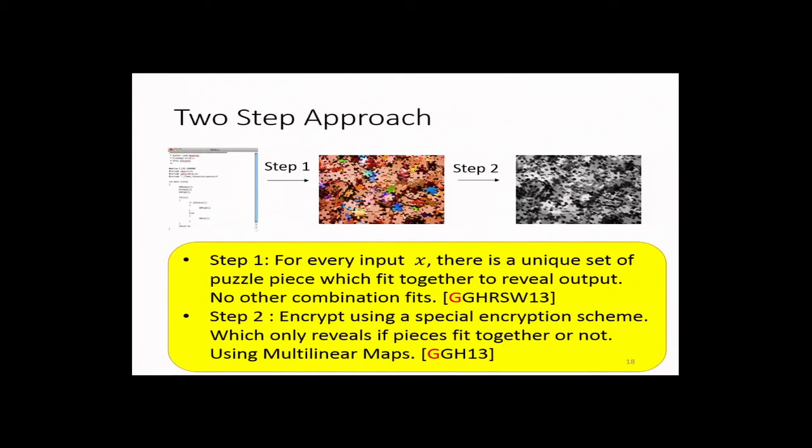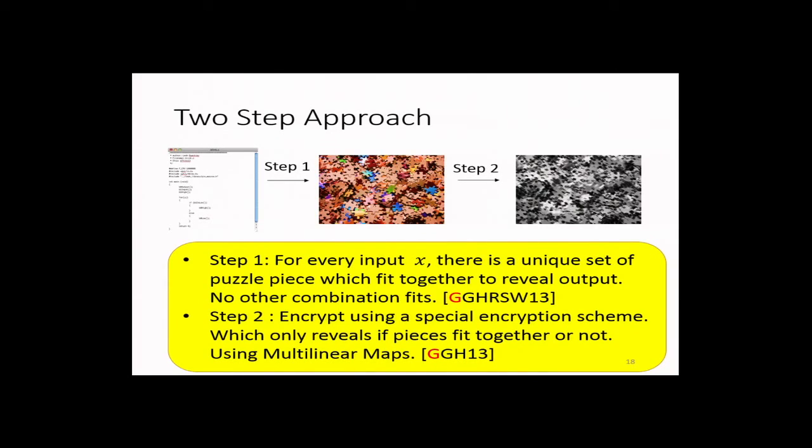This transformation is going to be done in 2 steps. In the first step, we're going to take the program and convert it into a bunch of unencrypted jigsaw puzzle pieces, which will then be encrypted using this new encryption scheme, or what we call multilinear maps. This new encryption scheme will enable that if you took the right pieces, then they somehow magically fit together. But if you took any illegitimate combination, they will not fit together. So this is something that will be guaranteed by this new encryption scheme, multilinear maps, that we have developed.